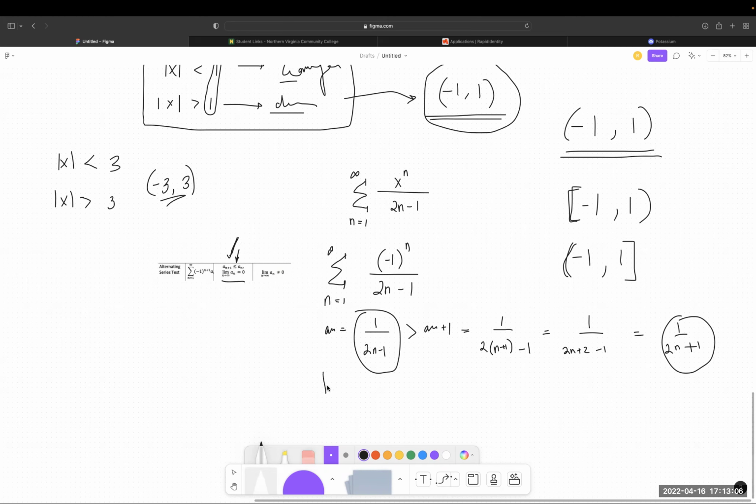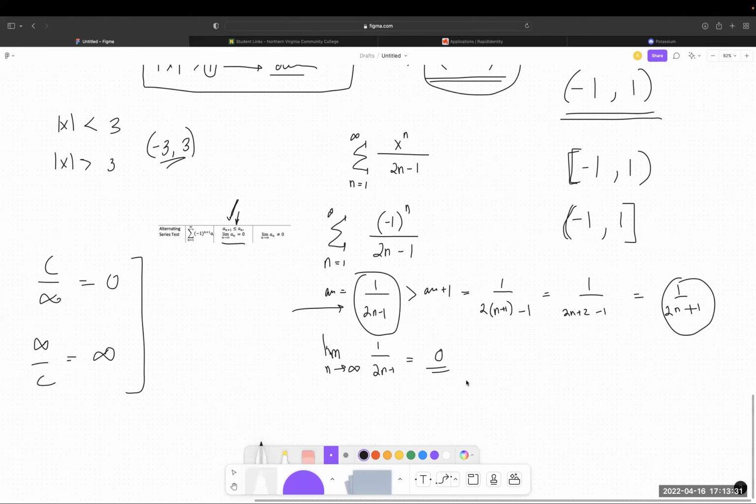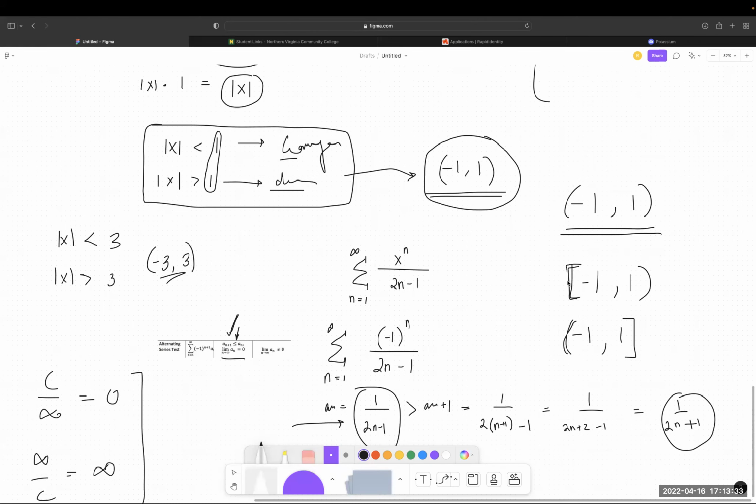Let's see if the limit of a of n is satisfied. So the limit of a of n, we just do this here. This is our a of n here. Is this equal to 0? And the answer is yes. We have that infinity in the denominator. We know that if we have a constant over infinity, that's 0. If we have infinity over a constant, that's infinity. That sort of encapsulates both of those conditions. So what do we notice? It converges, which means we should include the -1.